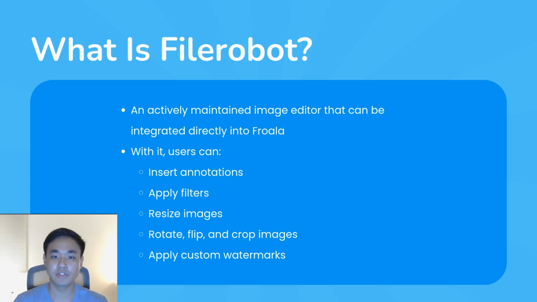With it, your users can insert annotations, which include adding text, arrows, shapes, and callouts to highlight important details. They can also apply professional filters to enhance image appearance and mood. Furthermore, they can adjust dimensions precisely to meet layout requirements. Of course, rotating, flipping, and cropping images are all part of the plugin. Lastly, users can protect their images with custom watermarks and branding.